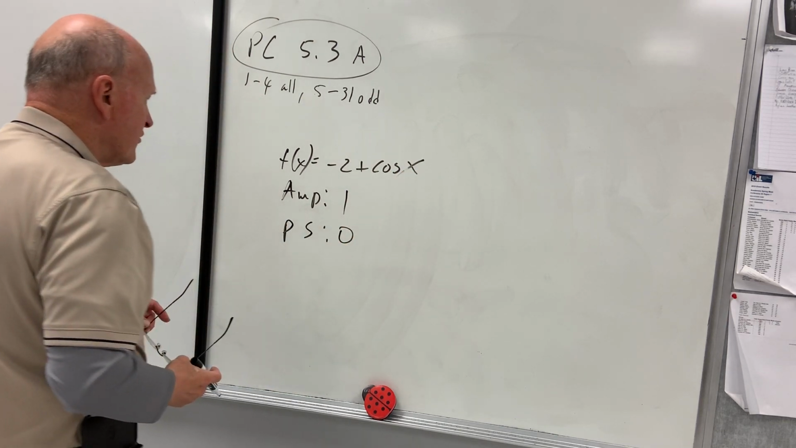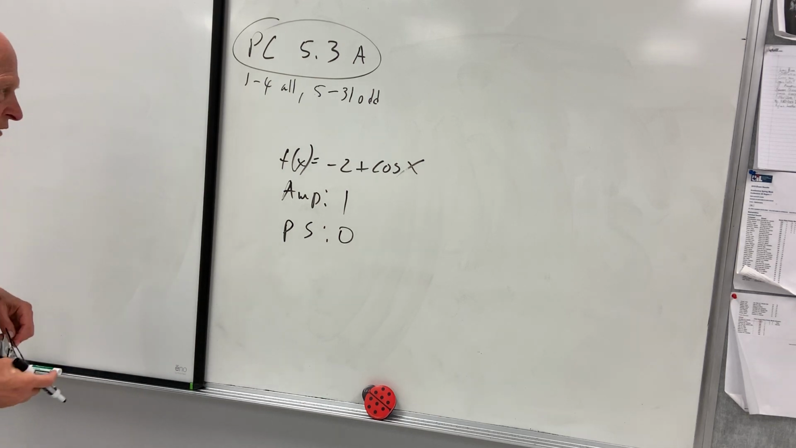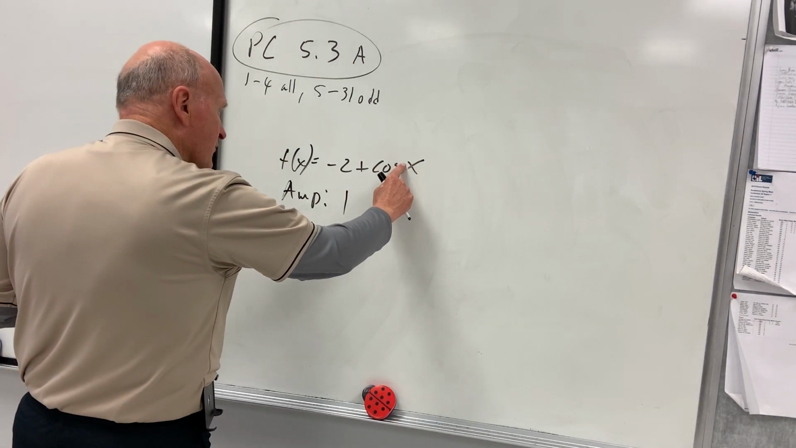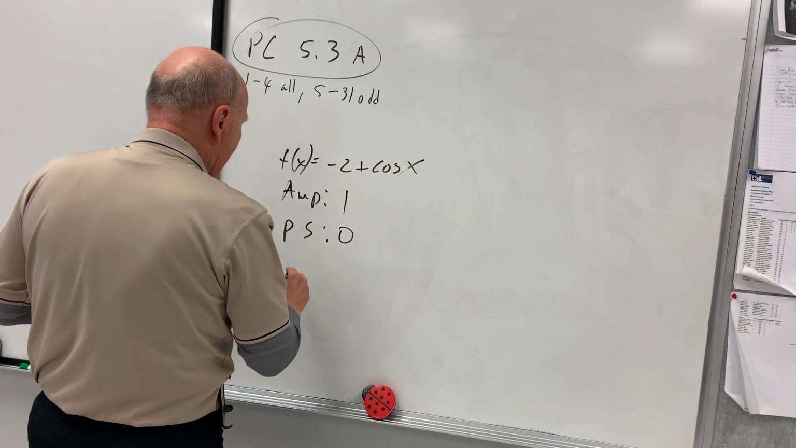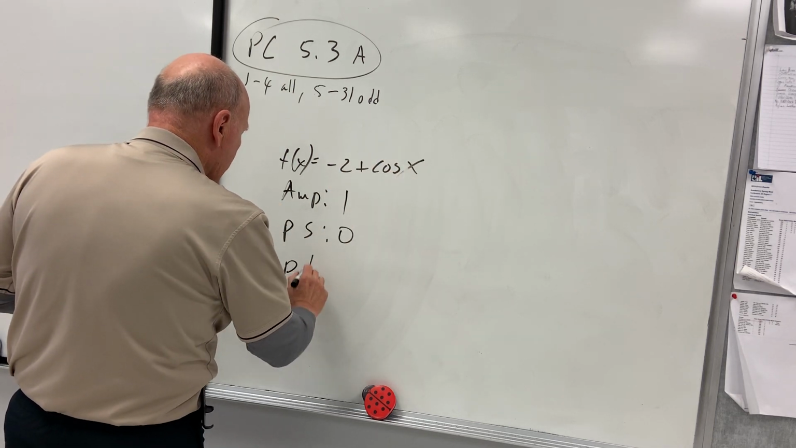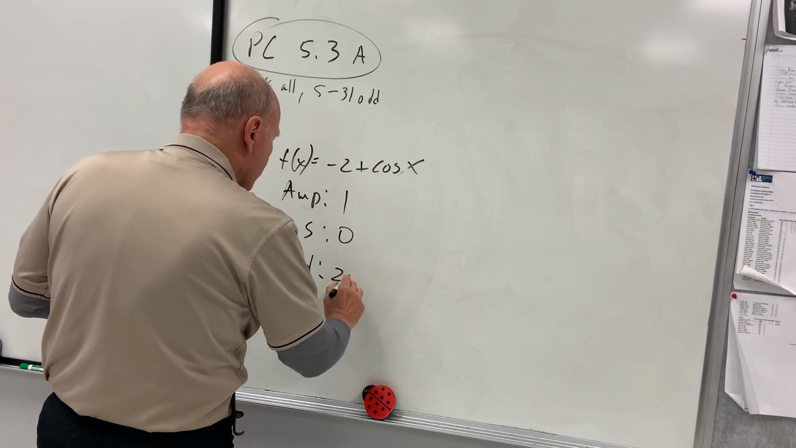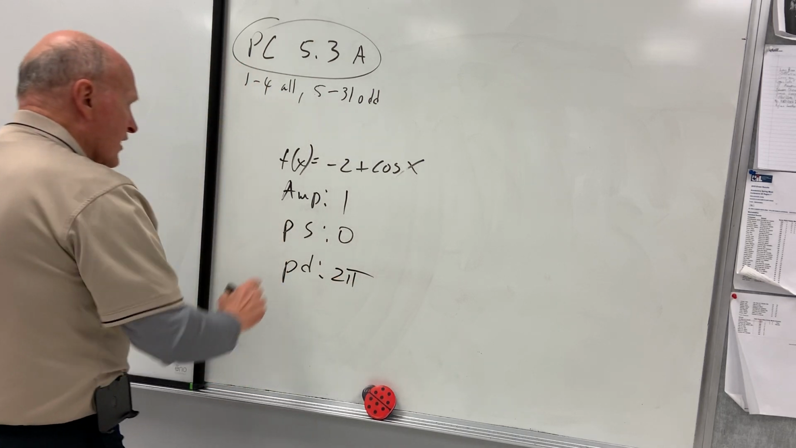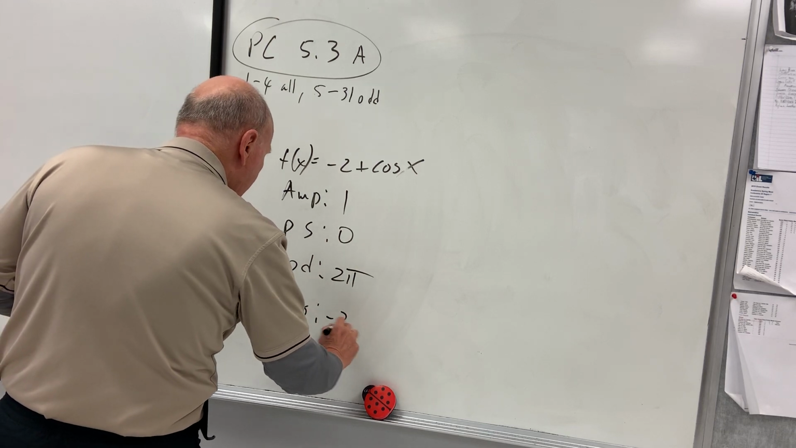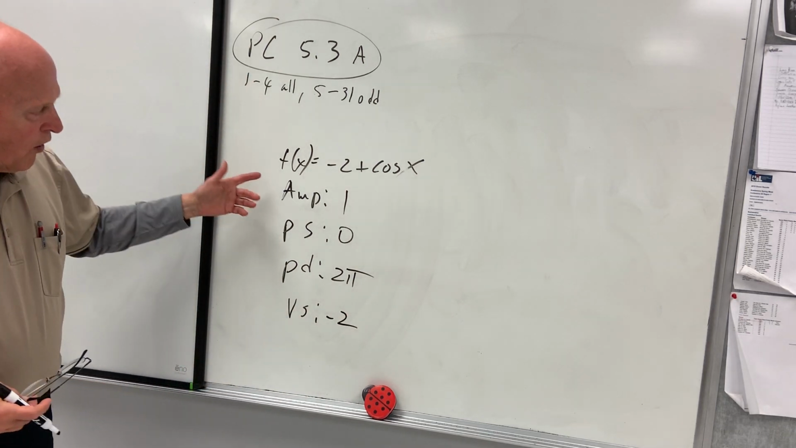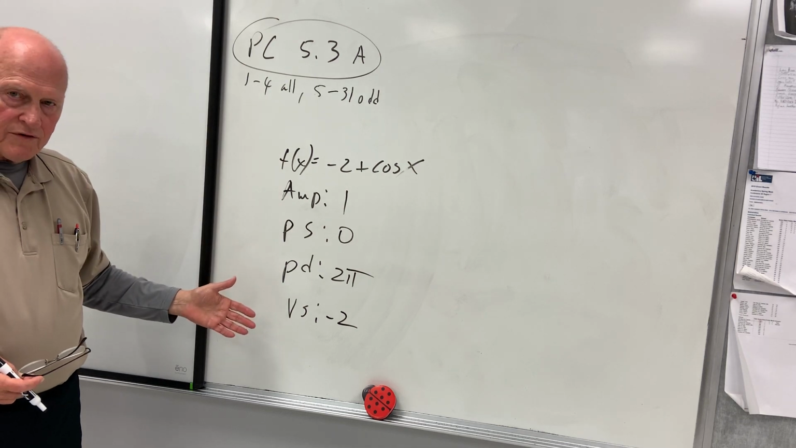We got the amplitude, the phase shift, the period. There's not a number in front of this, so we take 2 pi and divide by whatever's there. So 2 pi divided by 1 tells me that I have a period of 2 pi. And then the vertical shift, I've got a number there, so I see that the vertical shift would be -2, like so.